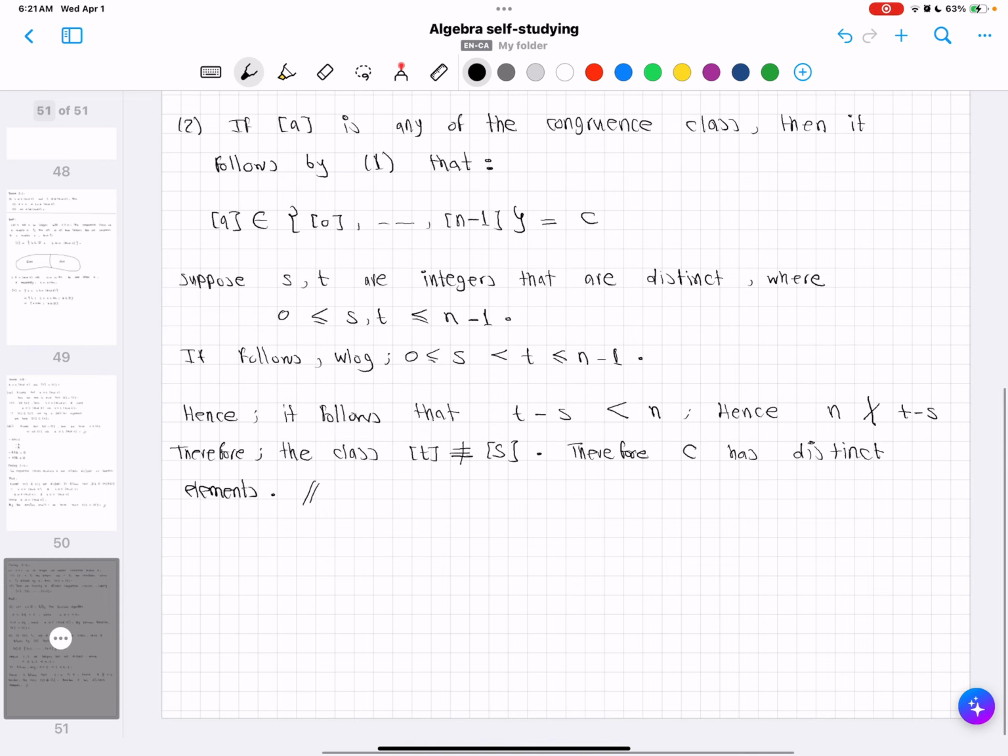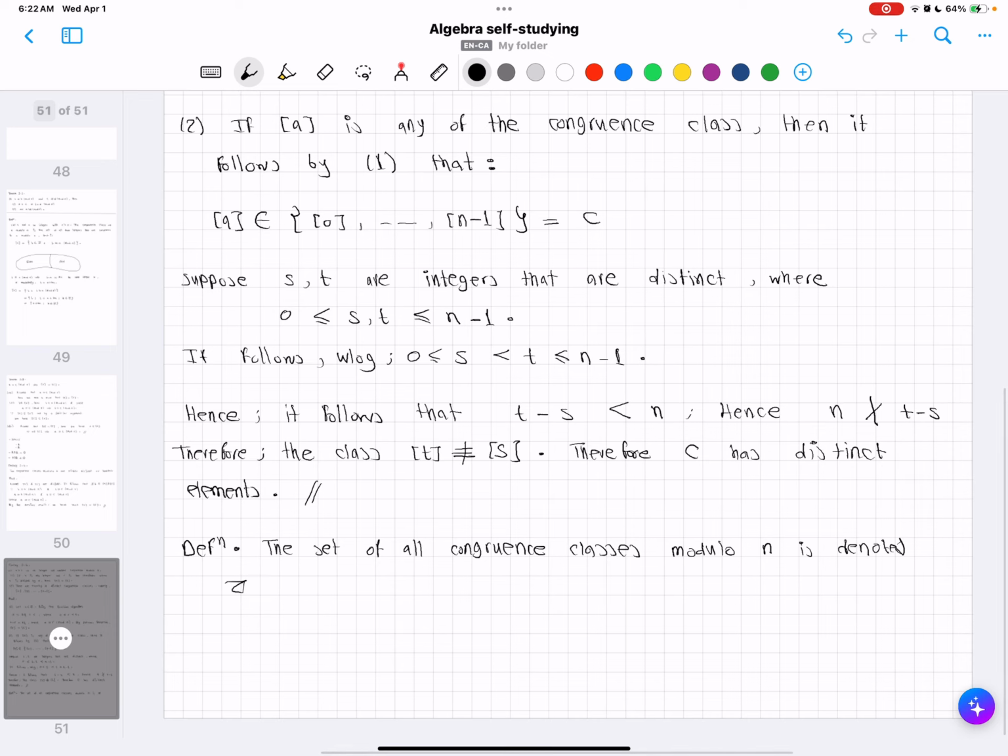So let's record the following definition. The set of all congruence classes modulo n is denoted as Zn, which is read Z mod n.